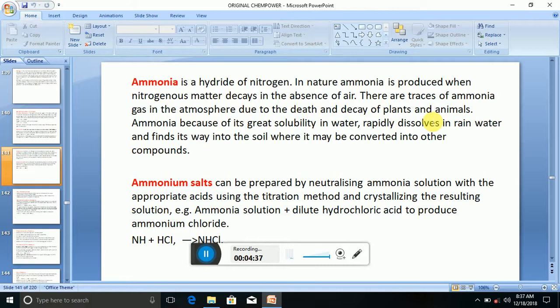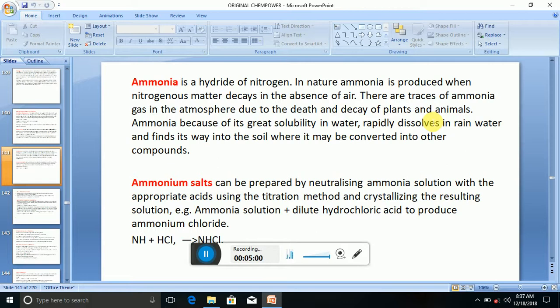Now there are traces of ammonia gas in the atmosphere due to the death and decay of plants and animals. Ammonia, because of its great solubility in water, rapidly dissolves in rainwater and finds its way to the soil, where it may be converted into other compounds.